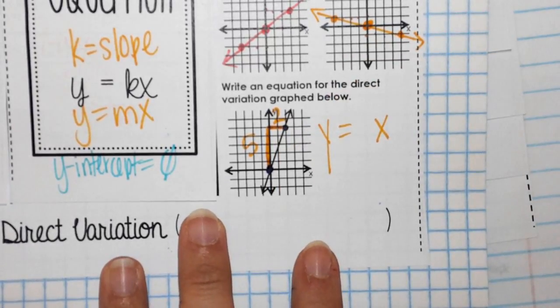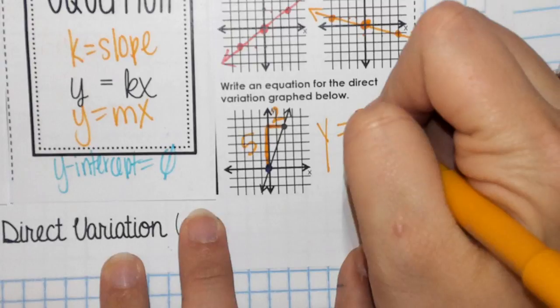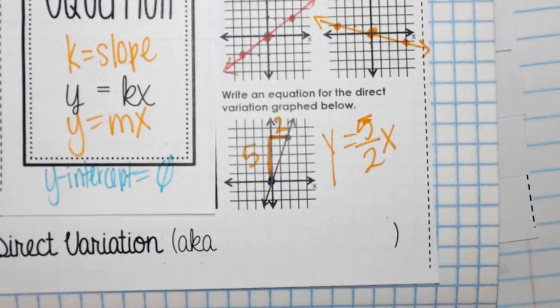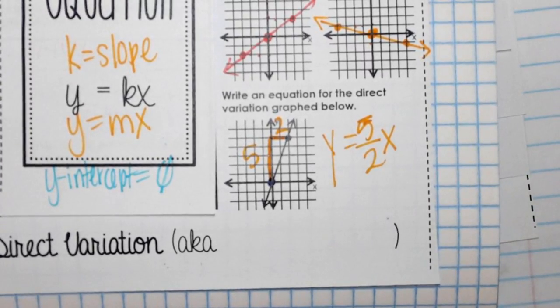It's 5 over 2. 5 divided by 2. Is that a 5? It is. It's a fun 5.